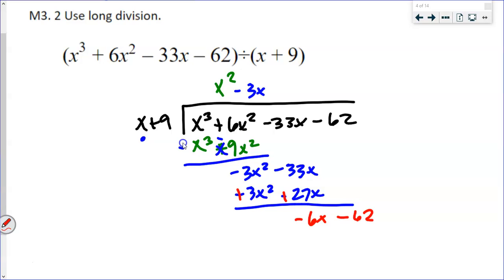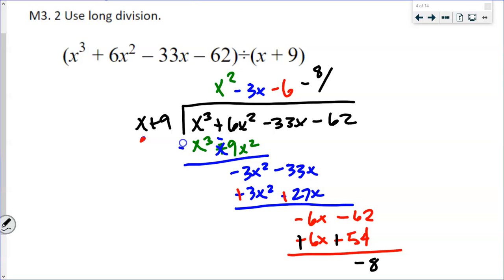So we are going to, again, look at what do we have to multiply by this x to get negative 6x, so that's a negative 6. So then we get negative 6x, and negative 6 times 9 is negative 54. And we are, again, changing the signs of these because we're subtracting this. So that's going to give us, what is that? 6, 7, 8, negative 8, right? So then this is going to be minus 8 over, remember, what we're dividing by, our divisor. Okay? So that's our answer right there.